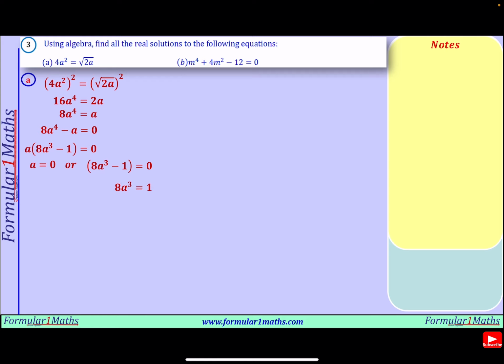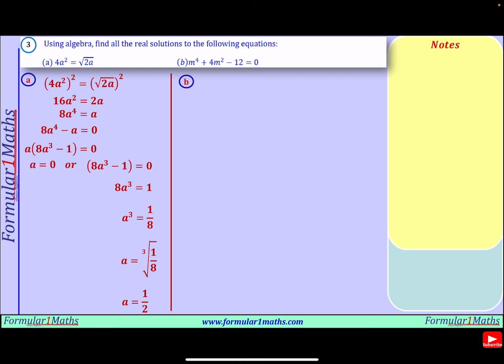And the other solution will be 8a cubed minus 1 equals 0. So when we solve that, 8a cubed equals 1. That means a cubed is equal to 1/8. And then we find the cube root of 1/8, and that will give us a half. So the first solution is a equals 0, and then the next one is a equals half.